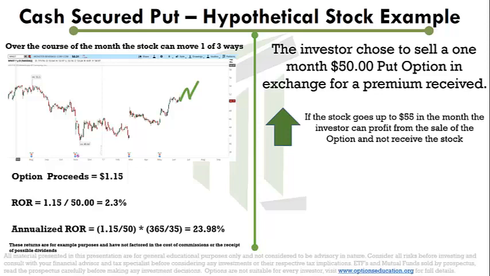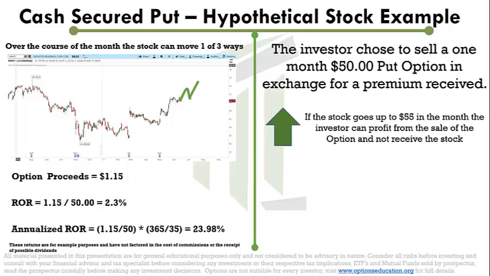So if you annualize that rate of return, the way you annualize that rate of return is that you take the $1.15 received divided by the $50 which is tied up. Now, you then have to multiply that amount times the amount of time in the trade relative to 1 year. So there are 365 days in a year. If we divide that by the 35 days that the investor was in this position, that's a 23.98% rate of return. A pretty strong rate of return for not ever owning the stock.